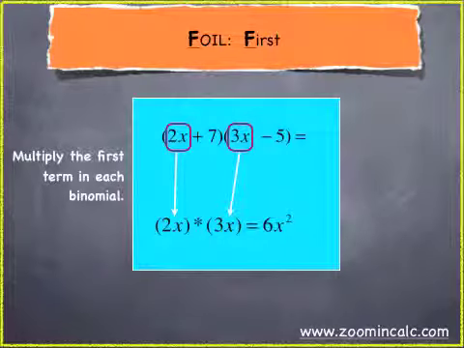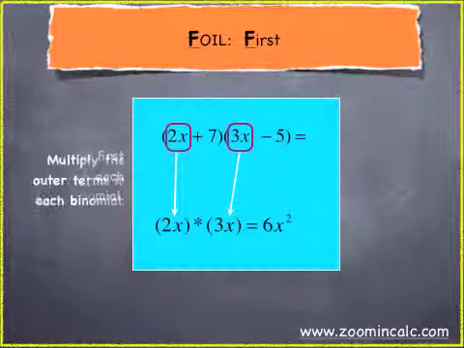So how does it work? Well, it's basically an acronym. The first letter F stands for first. So if you look at our terms, you can see I've circled the first terms in each binomial, okay? So you take those two first terms, which in this case is 2x and 3x, and you multiply them together, and then we would get, in our case, 6x squared.